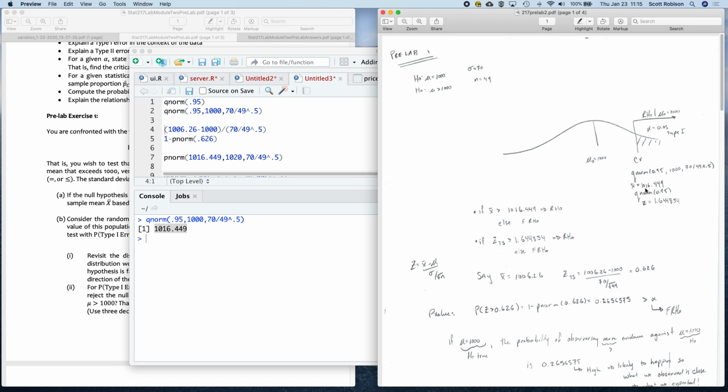Okay, so here, this is talking about x's, or data in context. So here, the number 1,016.449, or anything bigger than that, is now appearing to be significantly bigger than the number 1,000.